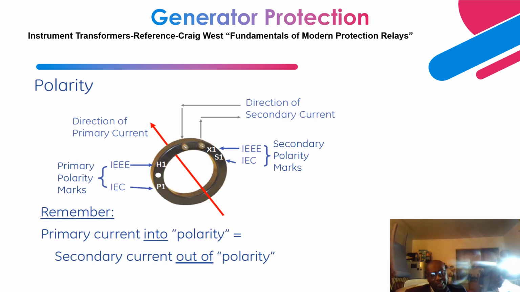Next is polarity. For CTs, polarity is very important. It tells you the direction of current into the equipment and how current flows out. As you can see over here, on the primary side the dot tells you the polarity where current flows in, and on the secondary side, the direction of current flowing out. So primary current flows into the polarity, and secondary current flows out of the polarity.